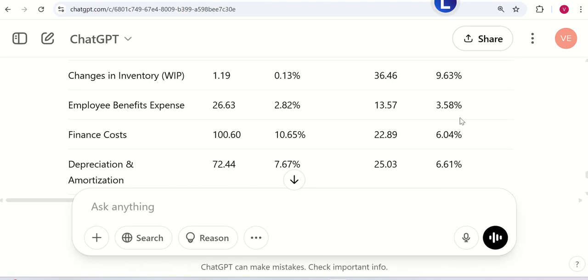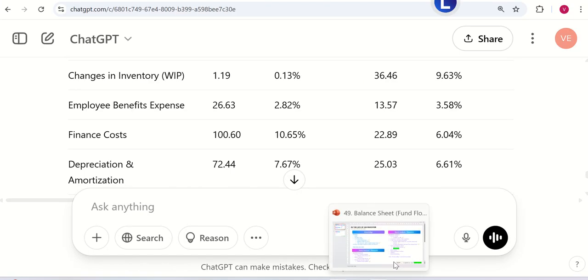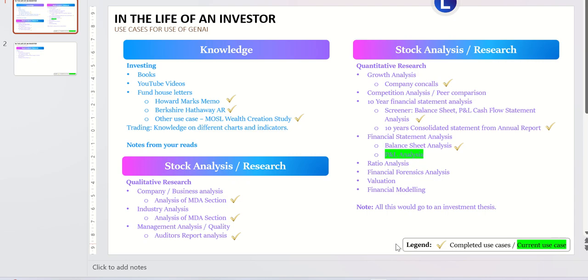Hello friends, in my last video we completed the videos on prompting for different kinds of balance sheet analysis. On the screen, whatever you see is the different use cases which we have completed so far. The tick marked ones are the completed ones, and the green color shade is the present topic.